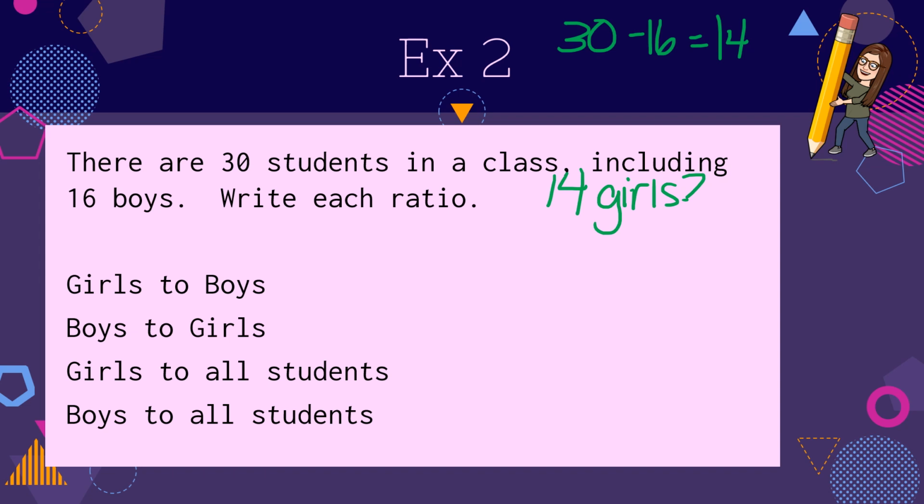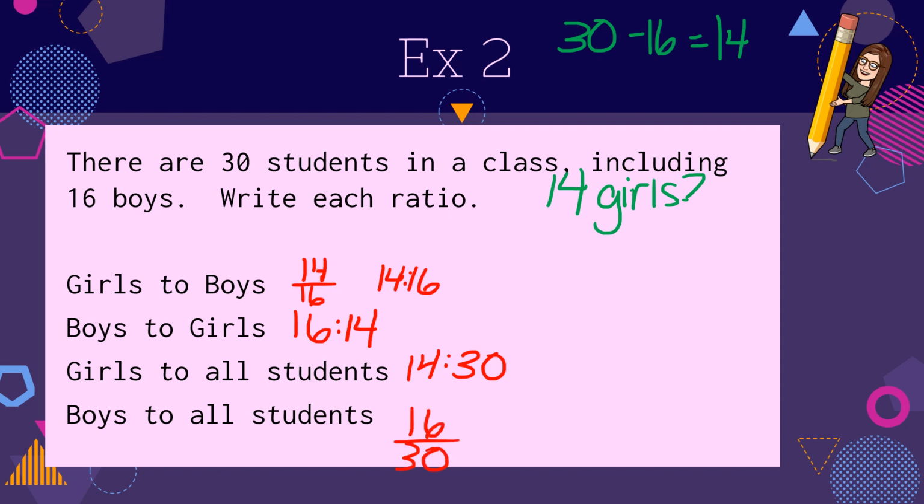Let's write some ratios. Girls to boys, 14 girls compared to 16 boys. Again, you can write it either way. Boys to girls, we just flip the order of our values. Girls to all students, 14 girls compared to all students, which is 30. Boys to all students, there's 16 boys compared to all students.